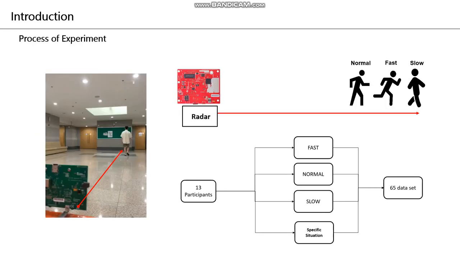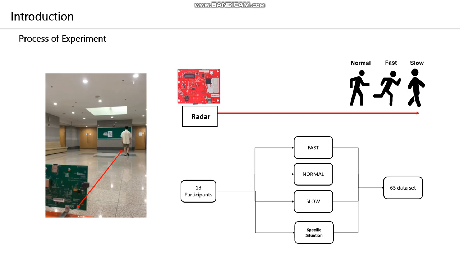Next is the experimental process. The experimental environment was a relatively large place, chosen to reduce the reflection of laser signals off the walls and anything other than the target as much as possible. Pedestrians walked about 10 meters from the laser, and a total of 4 situations were given.